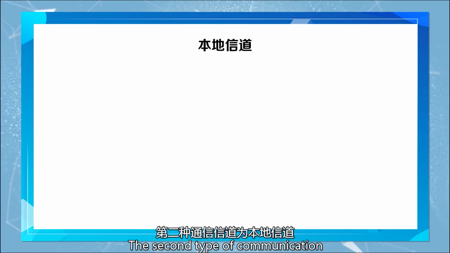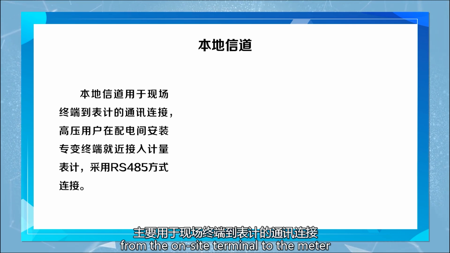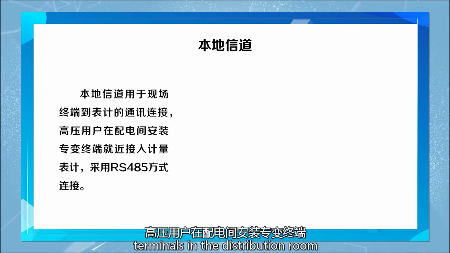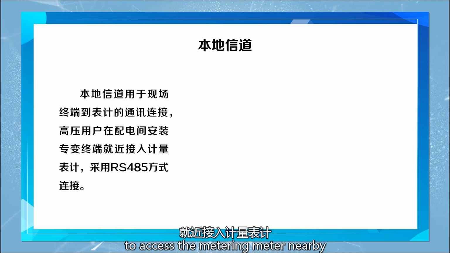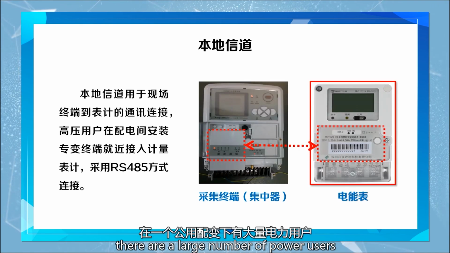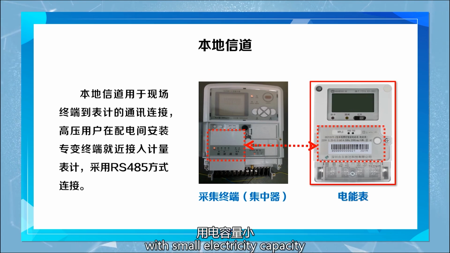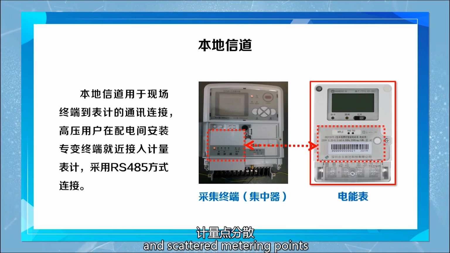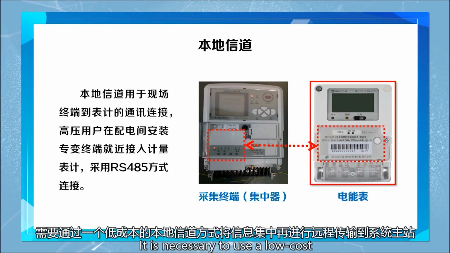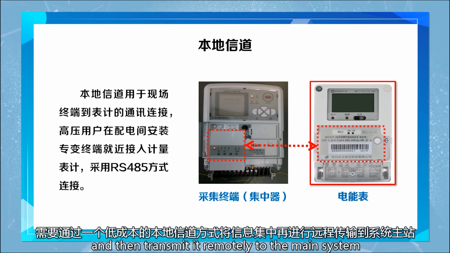The second type of communication channel is the local channel, mainly used for communication connection from the on-site terminal to the meter. High voltage users install special transformer terminals in the distribution room to access the meter nearby. Low voltage users use RS485 connection. There are a large number of power users on the public distribution transformer with small electricity capacity and scattered metering points. To control the cost of information collection within an acceptable range, it is necessary to use a low-cost local channel method to concentrate the information and transmit it remotely to the main system.